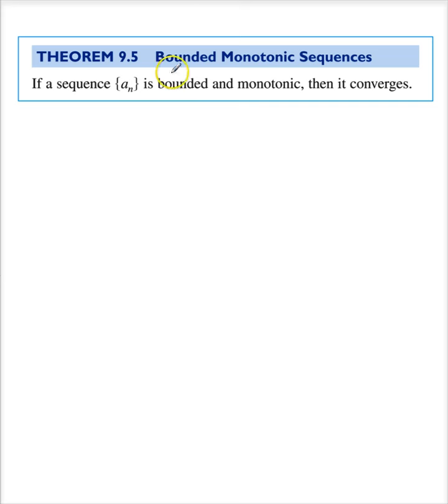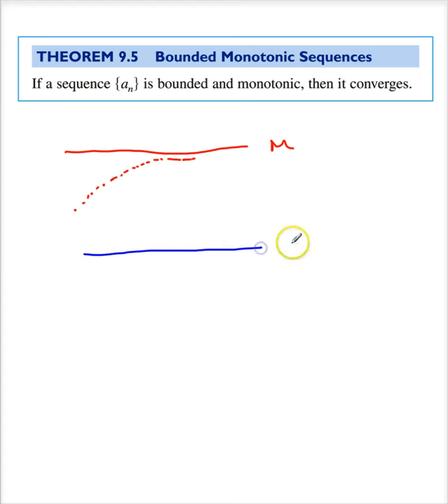Now, a bounded monotonic sequence converges. So let's look at what that might look like. Suppose we have an upper bound and the sequence is monotonic. So in this case, it's always going to be increasing, but this is the upper bound. Then we see that it's got to converge. As opposed to, suppose we have a lower bound. So this is my lower bound. If it is bounded but monotonic, we see it also has to converge.